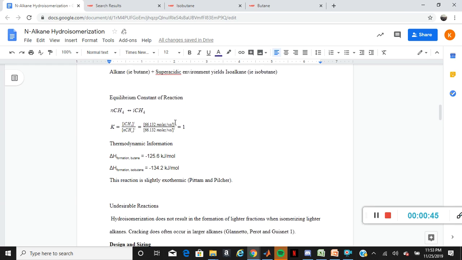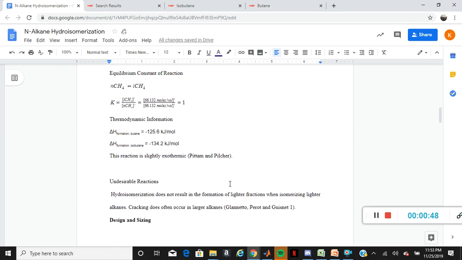Some undesirable reactions include cracking. However, because of our chosen catalyst, which was aluminum chloride, and the process conditions, and the fact that we were working with alkanes that aren't that large, this wasn't much of a concern. However, it is possible.